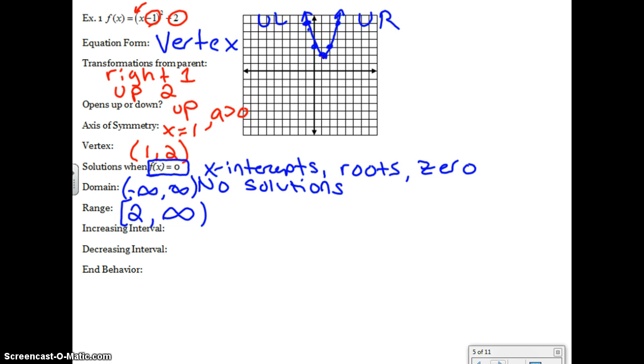I am increasing from the vertex right here. I'm increasing from the vertex and then to the right. So I'm starting to increase at, I'm not at 0 anymore with my vertex. I'm at 1. Remember, we're writing down the x values for increasing. So from 1 to infinity. And I'm decreasing from negative infinity until 1.